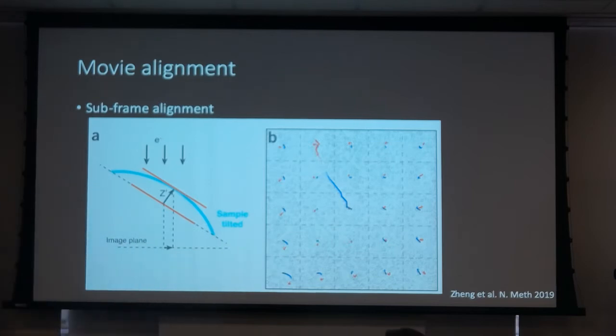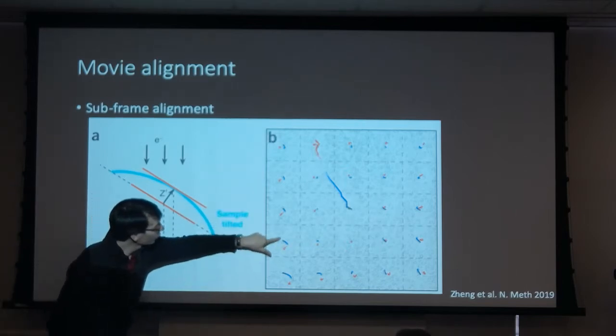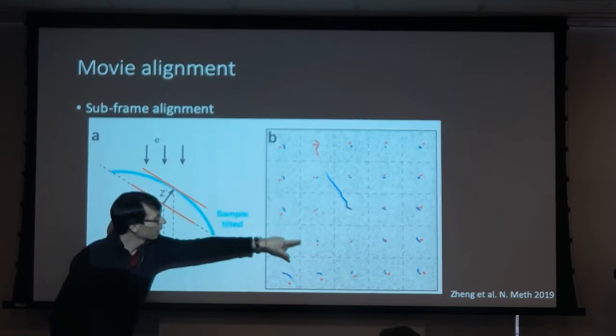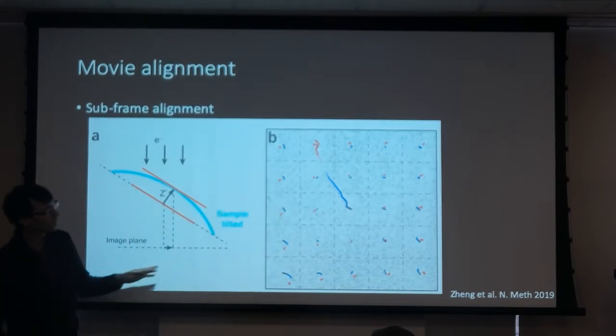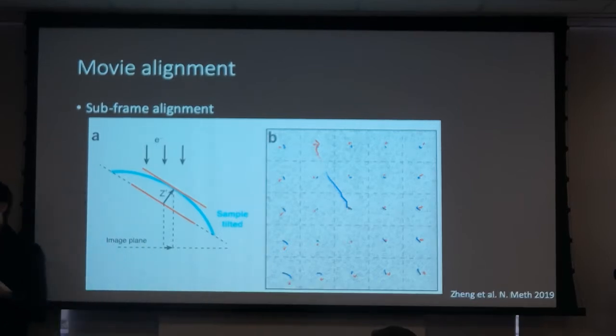And that way you get a much more accurate correction of the movement of those different parts of your micrograph. Because you can see, these are the traces in each of these patches, and you see that each trace is actually different. And so you need to take that into account to get the sharpest possible images.